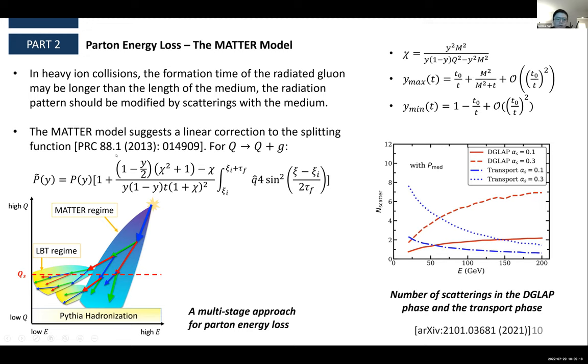And so the MATLAB model suggests a linear correction to the splitting function in the pseudocone form factors to account for this medium modification. And for a heavy quark radiating a gluon, this modification is shown in this formula, where the mass corrections to the different variables are shown on the top right. So essentially, we have a multi-stage approach for parton energy loss. We start with a highly energetic, highly virtual parton, and it starts evolving in the matter regime and loses its energy and virtuality. And when its virtuality reaches some switching virtuality QS, we will switch the description to the LBT equations.